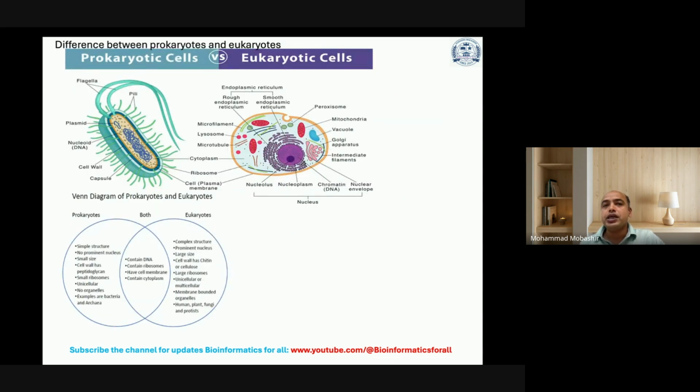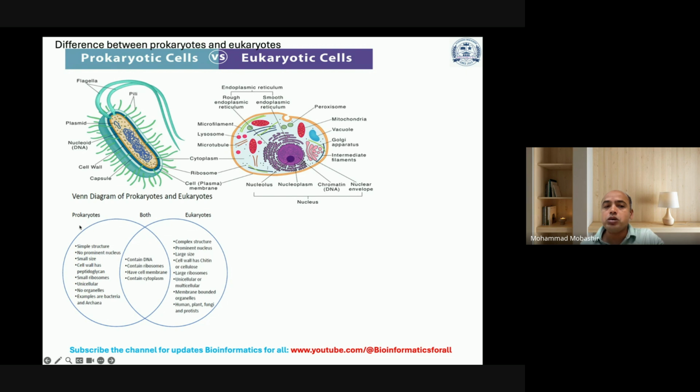Now you can see in a graphical presentation the difference between prokaryotes and eukaryotes. For example, here, this is a prokaryotic cell and this is a eukaryotic cell. Prokaryotic cells are much different. And if you want to know in terms of wording, then we have this Venn diagram. In common, both prokaryotes and eukaryotes may contain DNA, contain ribosomes, have cell membranes, and contain cytoplasm.